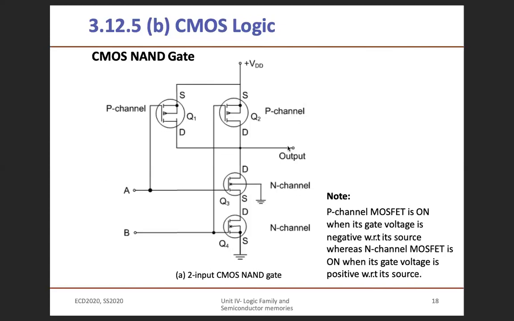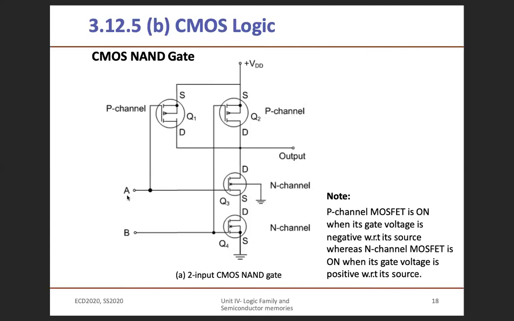So you know the truth table. The truth table will be 1, 1, 1, 0. You will have output 0 only when both A and B are equal to 1, 1. Now let's directly focus on the final condition, that is A equal to 1, B equal to 1.